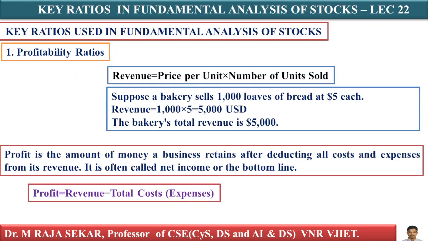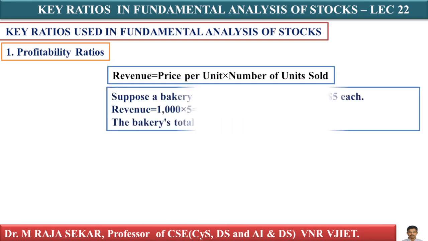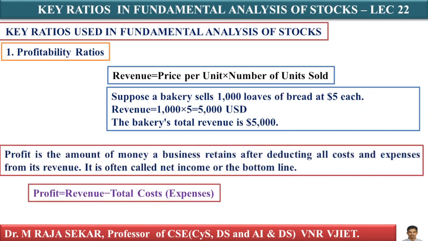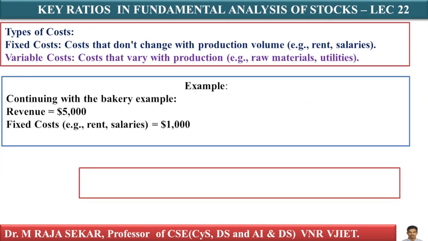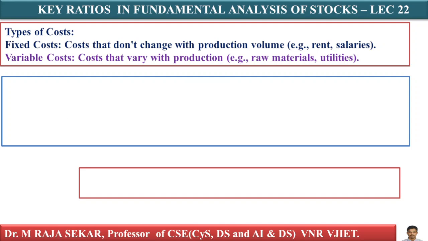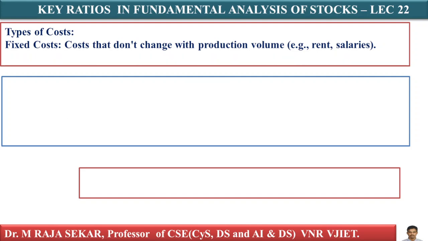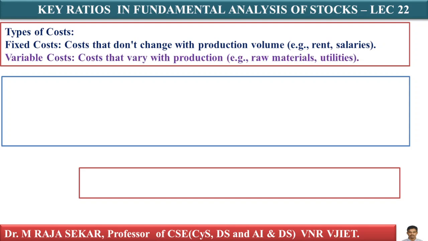What is profit? If you know revenue, what is the profit? Profit equals revenue minus total cost. Revenue minus total cost, where cost may be fixed cost or variable cost. Fixed cost means cost that does not change with production or volume, for example, rent, salaries. Variable costs vary with production. Raw material cost may vary, utilities cost may vary.